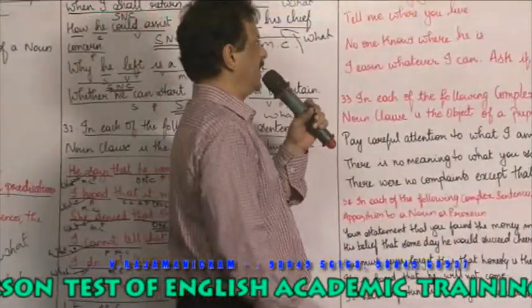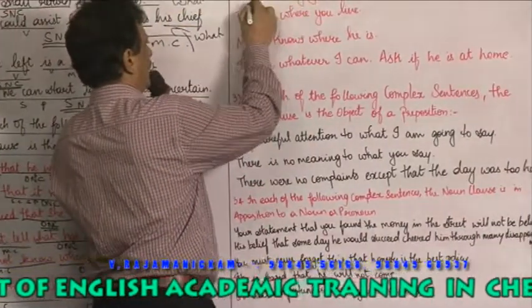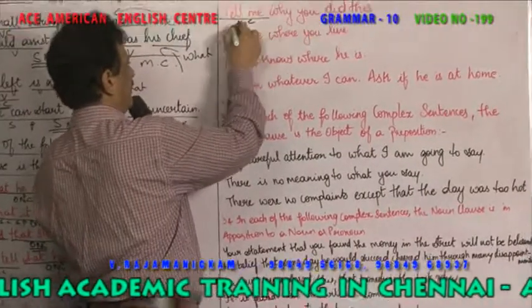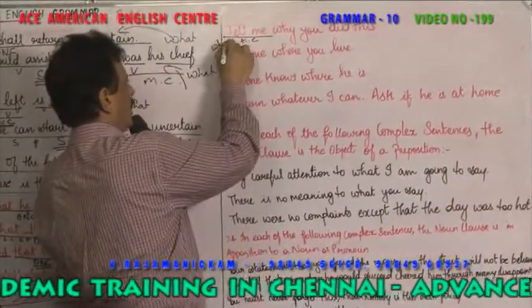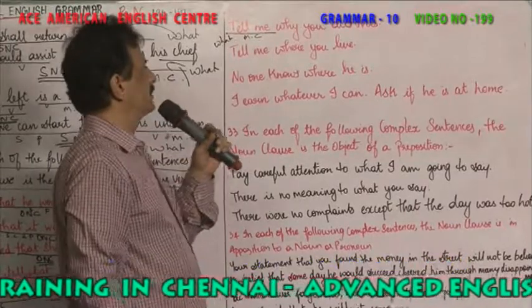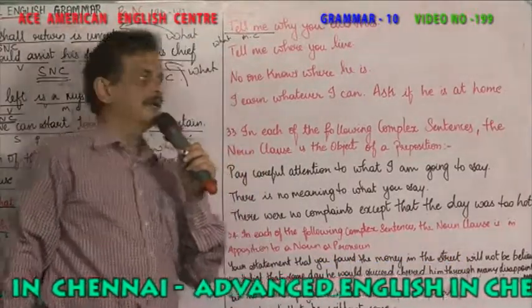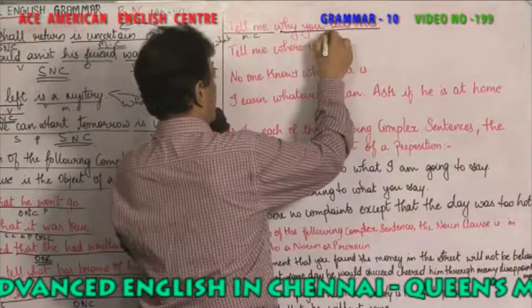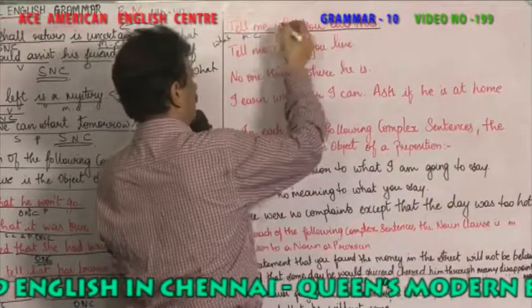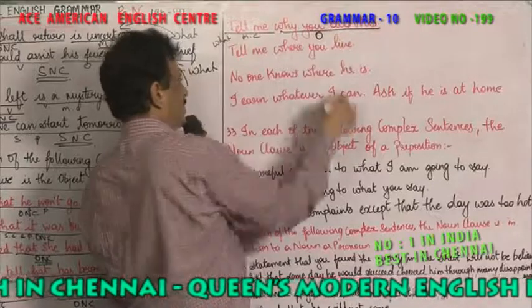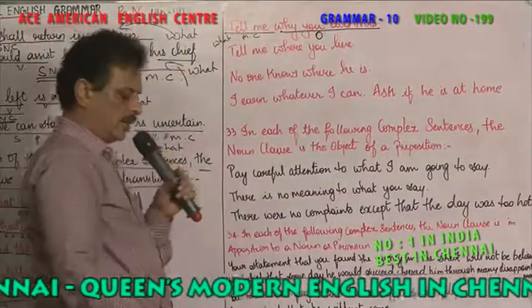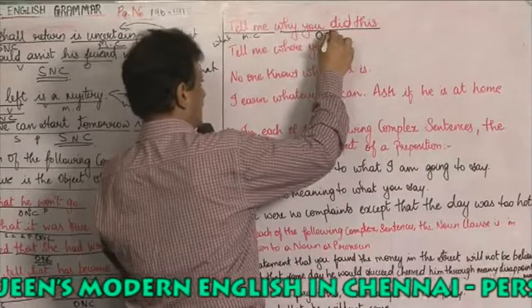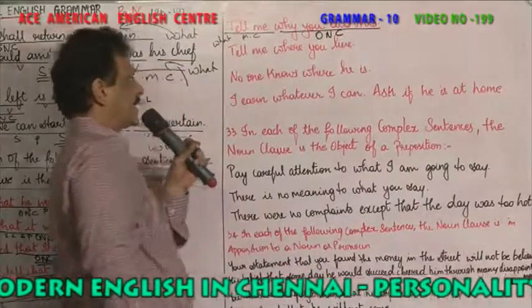Tell me why you did this. Tell me. It is the main clause. It gives a full meaning. You ask, what do I tell? And the answer is why you did this. So it is the subordinate clause. Tell me what? You get an answer. So it is an object. It does the function of a noun. It has a subject and predicate. So you call it a clause.